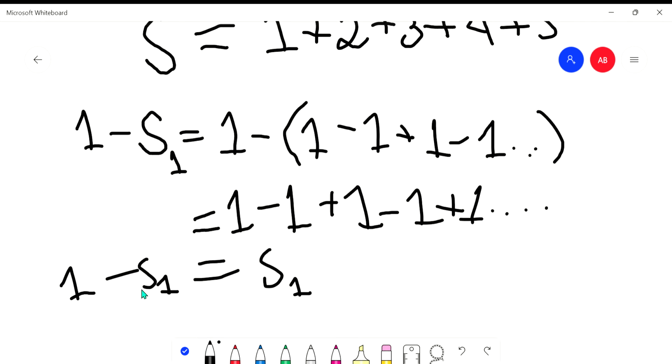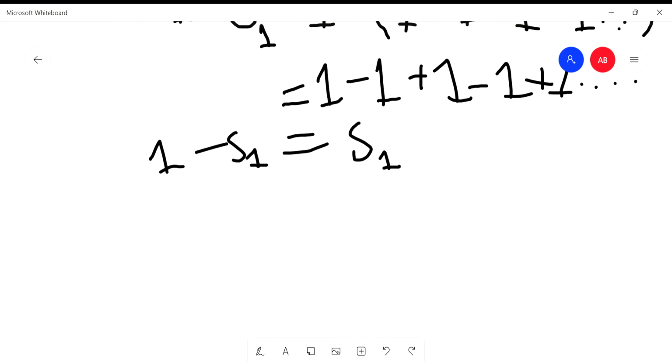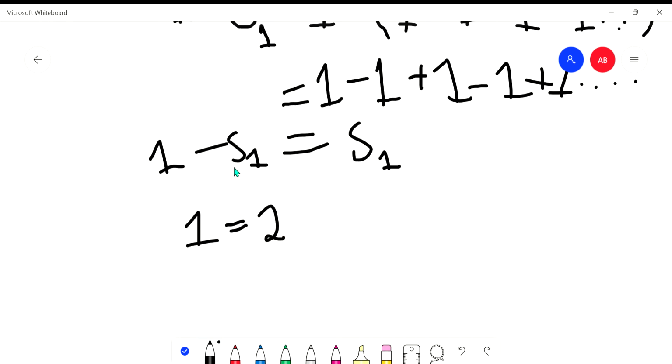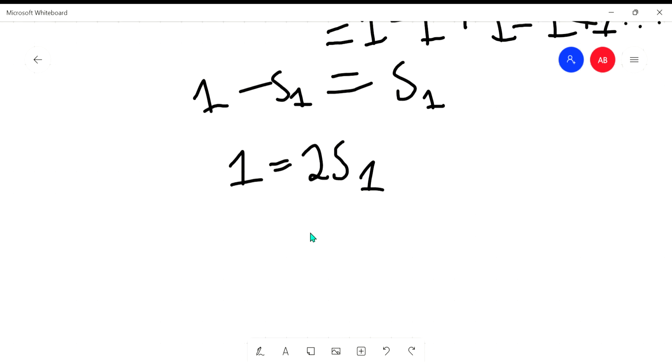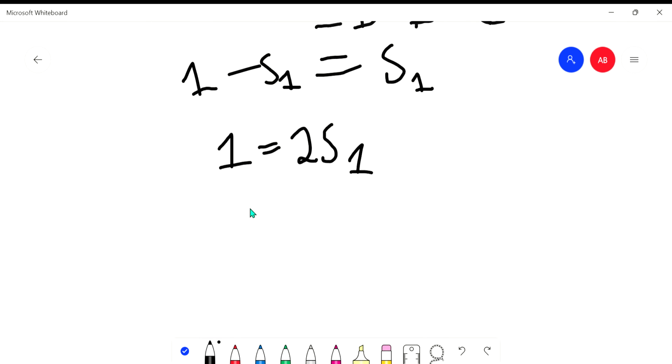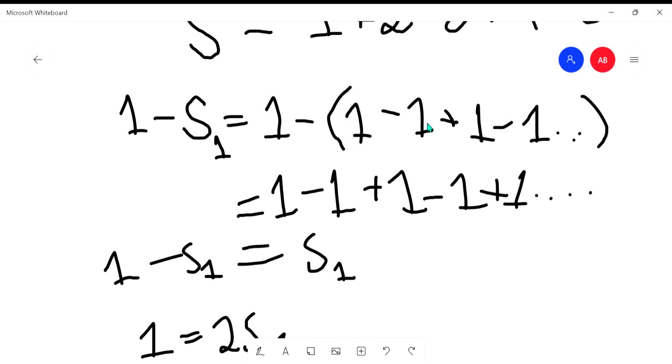So now you realize this is an equation, and we can simply solve for S1. We can add S1 to both sides. This will cancel, and this side will become 2S1. And now we divide both sides by 2, and we get 1/2 is S1. Beautiful. So now we found out what S1 is.